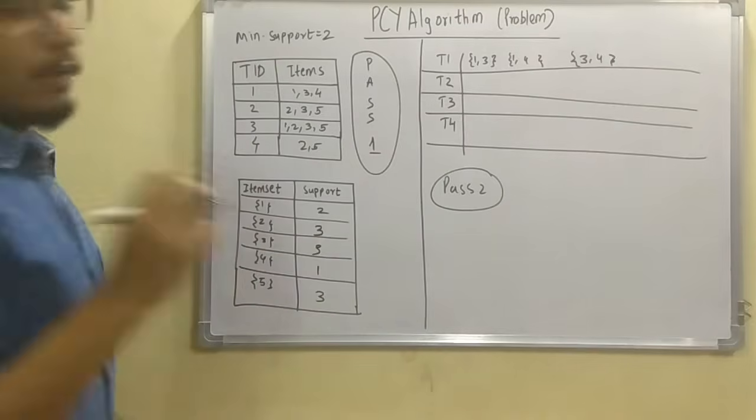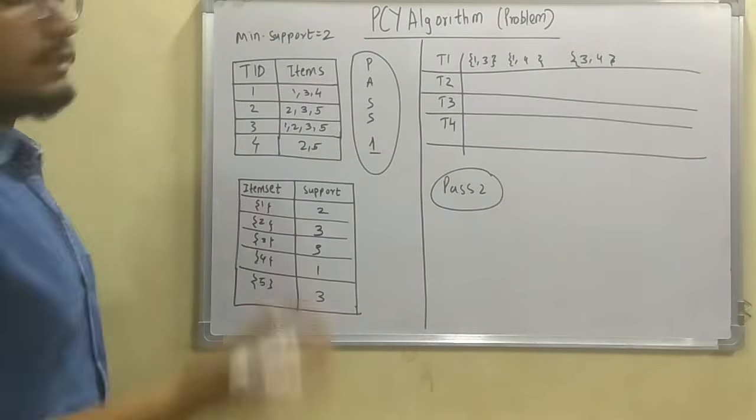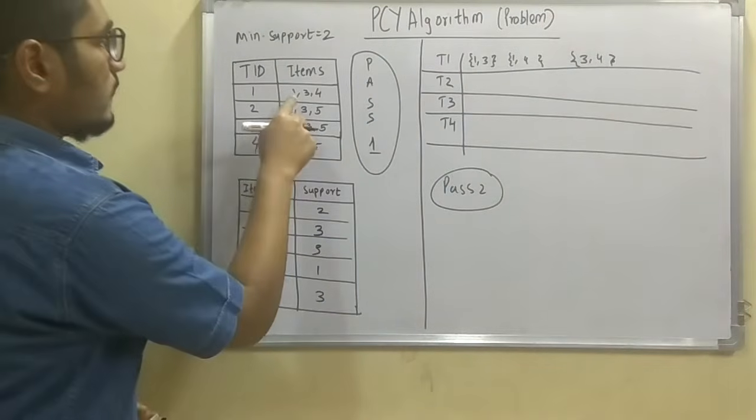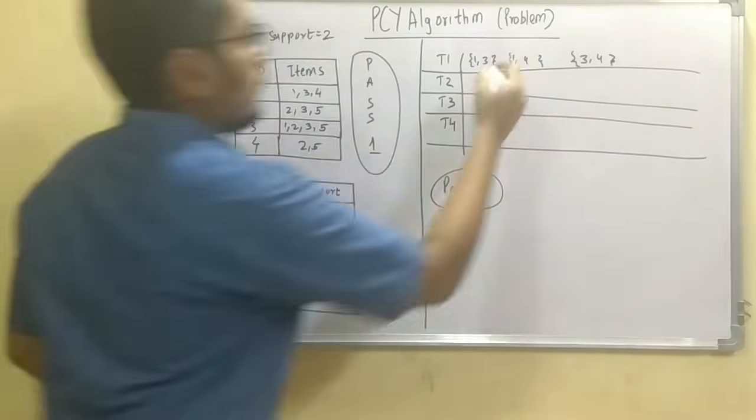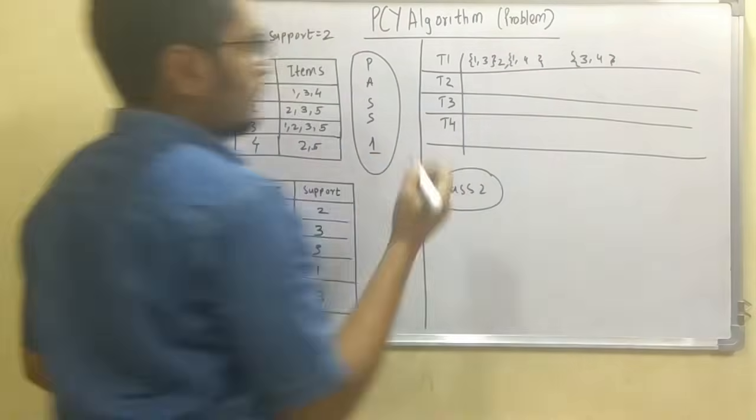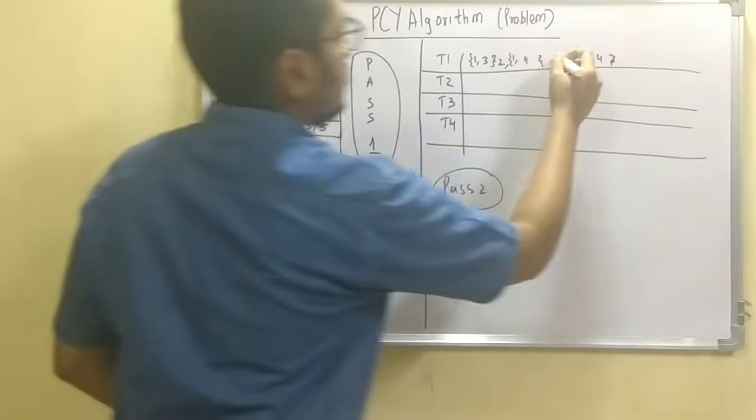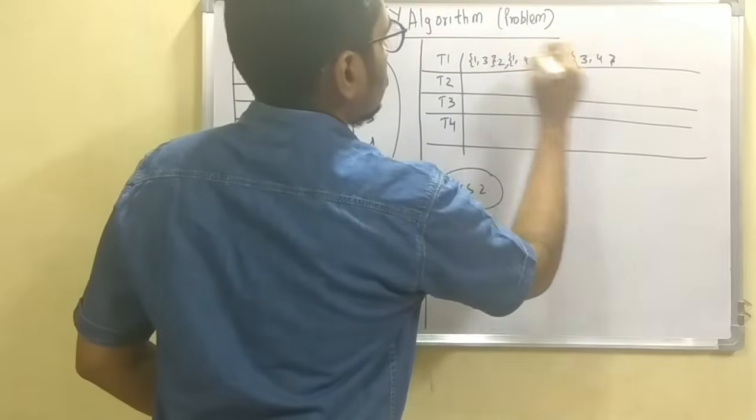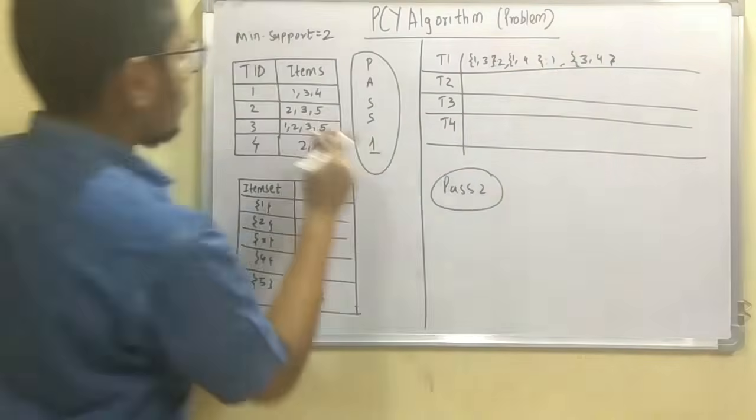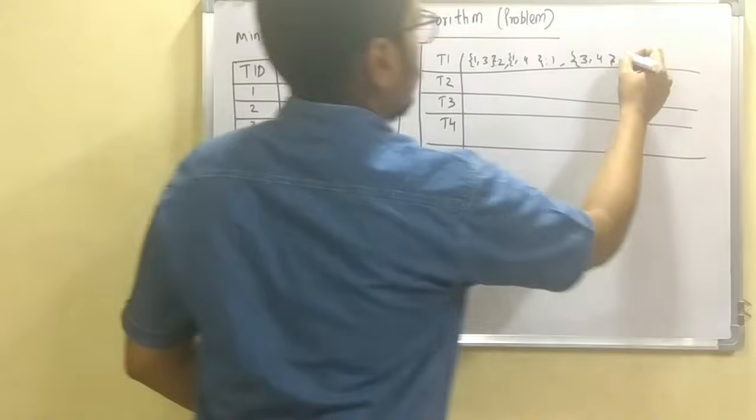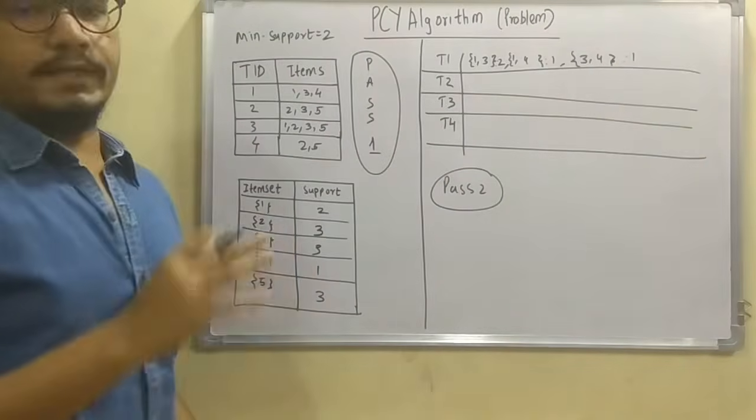Next we determine how many times 1 3, 1 4 and 3 4 have occurred. The pair 1 3 has occurred twice, so its count will be 2. The pair 1 4 has occurred only once, and 3 4 has occurred only once. So this makes T1.